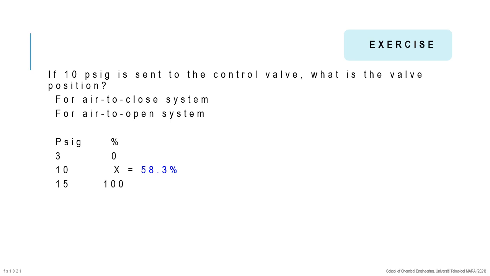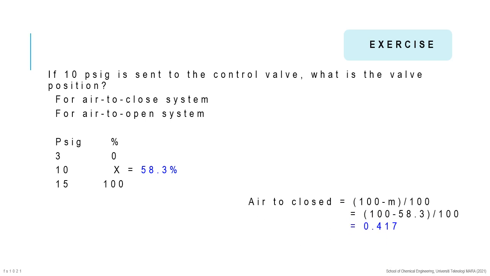So to calculate the valve position for an air to close system, the related equation is equal to (100 minus m) divided by 100. So it will give you a valve position equal to 0.417, whereas for an air to open system, the related equation is equal to m divided by 100. So the valve position calculated is equal to 0.583.